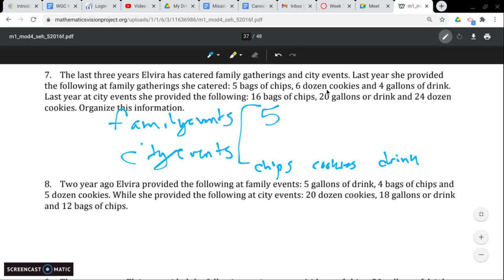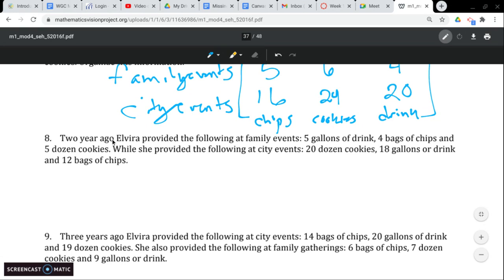For cookies, she had 6 dozen. And for drink, she had 4. For the city events, she had 16 for chips, 20 gallons of drink, and 24 dozen cookies. So what you have to do is make sure that you put them in the right places. With the city events, they were in a different order. So we have to make sure we put chips with chips, cookies with cookies, drink with drink. This is your answer. This is a matrix. This organizes the information.